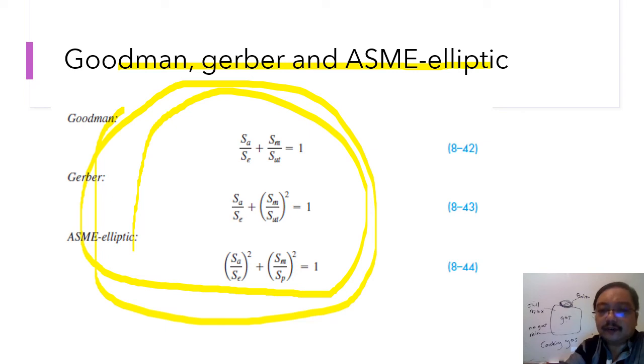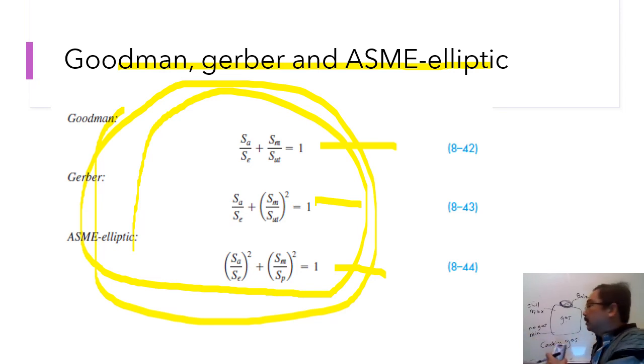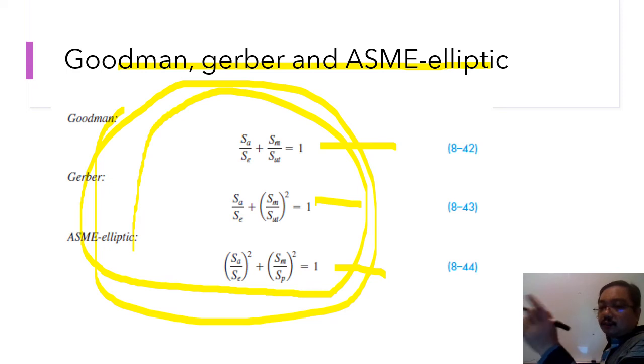Okay, this is the equation for them. For Goodman, for Gerber, and for ASME-elliptic. If you can remember, there is a video in the topic shaft talking about this Gerber, Goodman, and ASME-elliptic. It's all talking about the failure. There is even a question in the shaft topic that asks you to solve this question on Gerber, Goodman, and ASME-elliptic. You get the value using this equation.